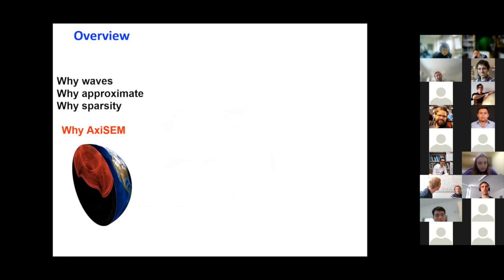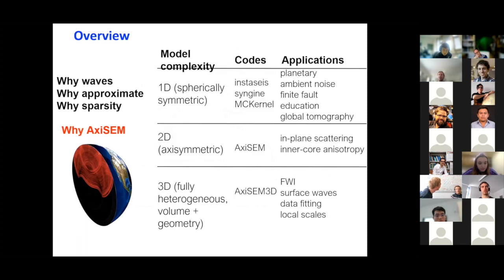Right. So let me do this quickly. What we want to do here is a sequence, which is the chronology of what we've been working on in my group and with collaborators. It comes from this AxiSEM initial idea that fed into something that we then derived into InstaSeis and Syngine, and I'll talk about that later. And in 3D, which will be the second session today, is AxiSEM3D. I'm putting AxiSEM3D in red here because eventually it will supersede AxiSEM completely. It does already at this point.